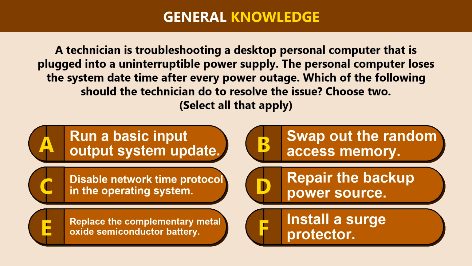Question 72. A technician is troubleshooting a desktop personal computer that is plugged into an uninterruptible power supply. The personal computer loses the system date and time after every power outage. Which of the following should the technician do to resolve the issue? Choose 2. Option A, run a basic input-output system update. Option B, swap out the random access memory. Option C, disable network time protocol in the operating system. Option D, repair the backup power source. Option E, replace the complementary metal oxide semiconductor battery. Option F, install a surge protector.